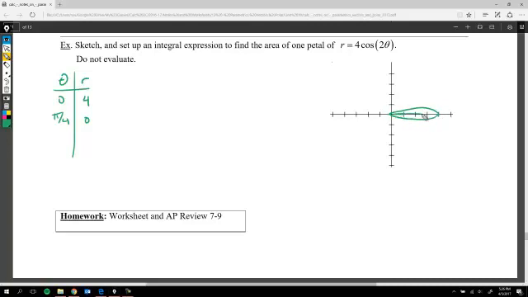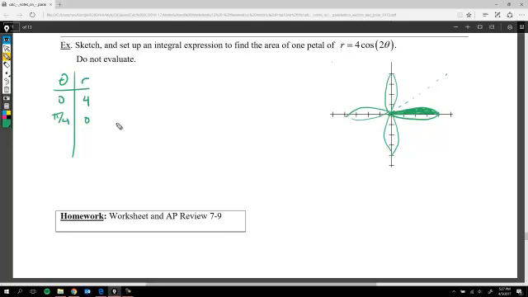What I just found is that from 0 to pi over 4, I have exactly half of one petal. So from 0 to pi over 4, this angle is pi over 4. Okay, there's actually 4 petals on this. It'll look something like this. Something like that, anyway. But from 0 to pi over 4, I find that I have exactly 1/2 of a petal, and that's important.